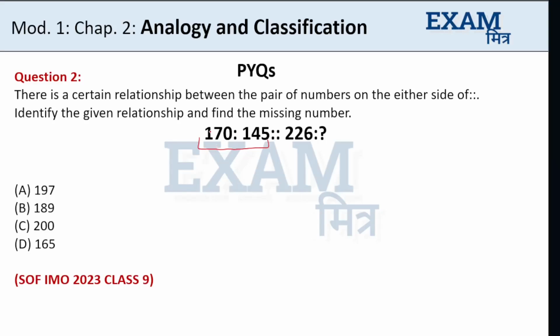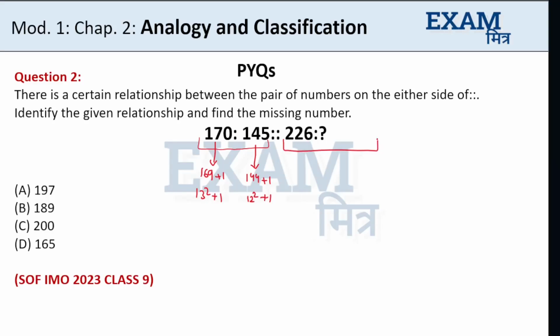Do I know any perfect square that is close to 170? Yes, it is 169. And do I know any perfect square that is close to 145? Yes, it is 144. That means this 170 is the sum of 169 and 1. This 145 is the sum of 144 and 1. That means this is 13 square plus 1. This is 12 square plus 1. 13 square, then this is 12 square. That means we are decreasing one number in the second part of the pair.